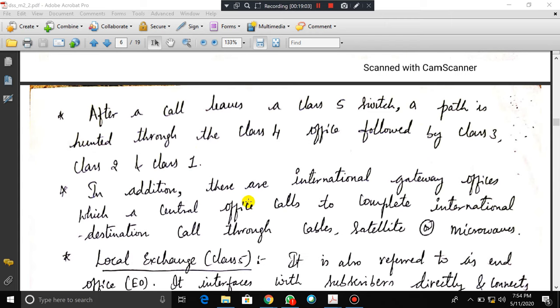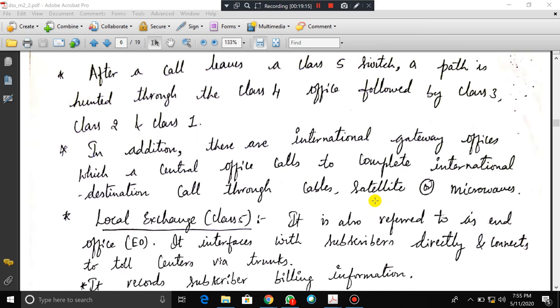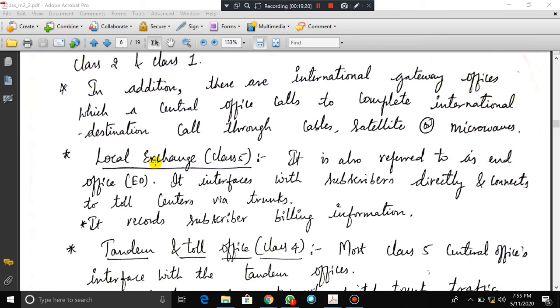In addition, there are international gateway offices which are connected to the central office to complete the international call to its destination through cables, or through satellites, or using microwave signals. Local exchange, as we know, is indicated as class 5. It is also referred to as the end office, that is EO. It interfaces with the subscriber directly and connects to the toll center via trunks. It records subscriber billing information.